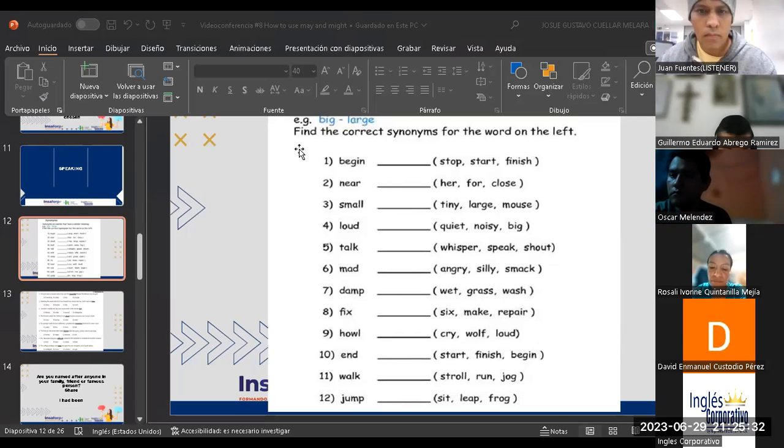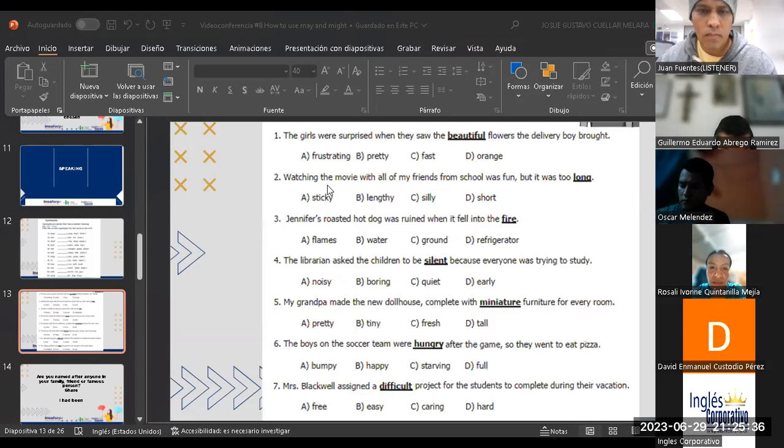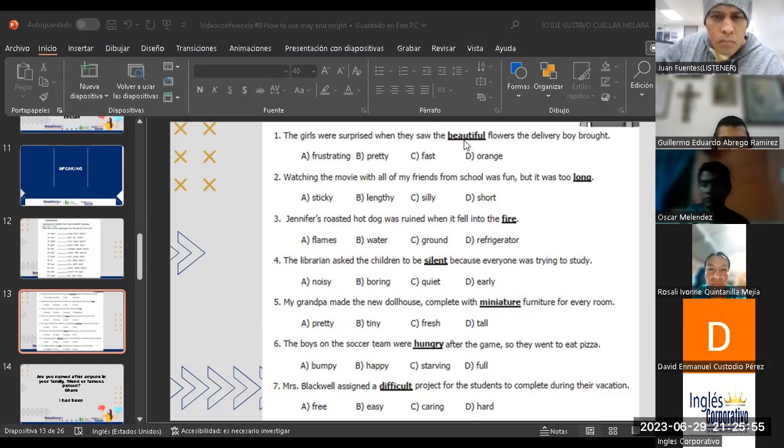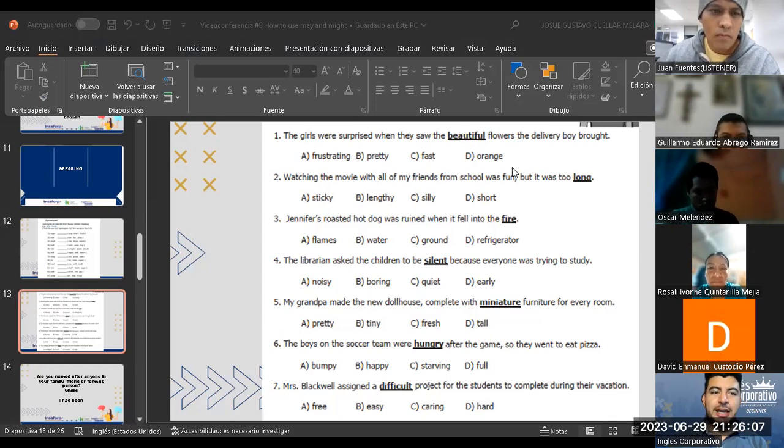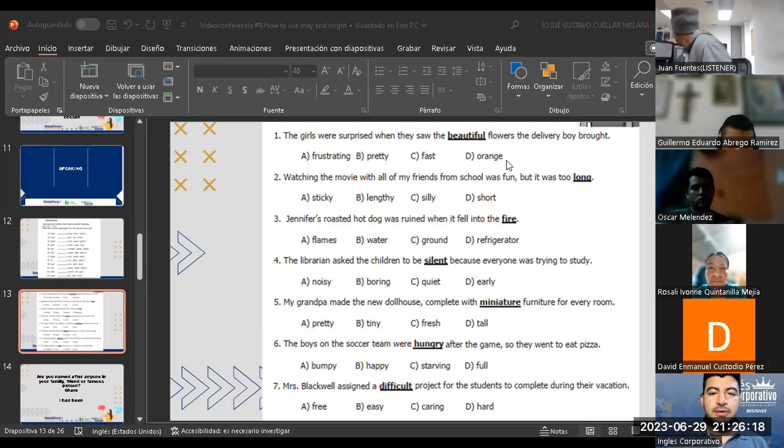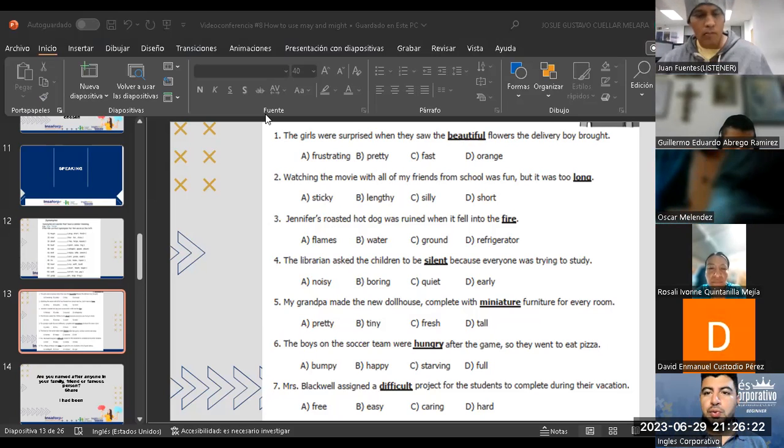And we have some other. También tenemos esta. Similar. In this case, we have a sentence. For example, number one, the girls were surprised when they saw the beautiful flowers the delivery boy brought. So instead of beautiful, we have frustrating, pretty, fast, orange. So what you have to do is to select one of these options and complete the sentence. And if you change the word, the sentence is going to have a similar meaning, not a different one, because we are talking about synonyms, okay? So here we have this. When we come back, cuando regresemos, we're going to check it, okay, my friends?